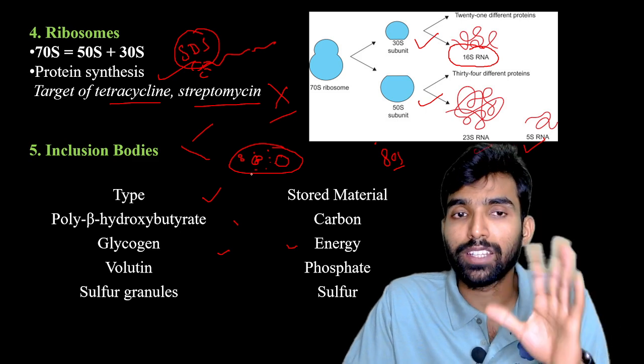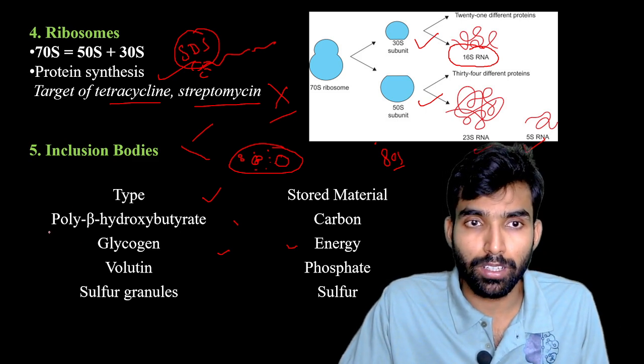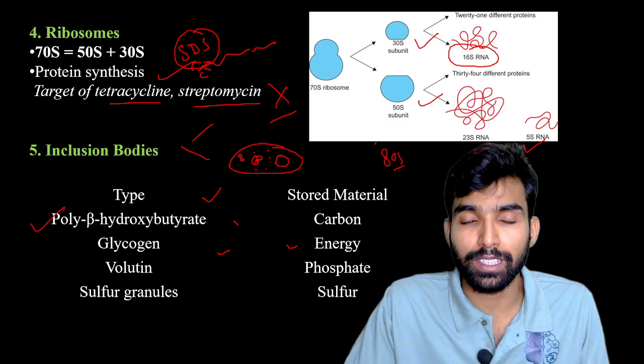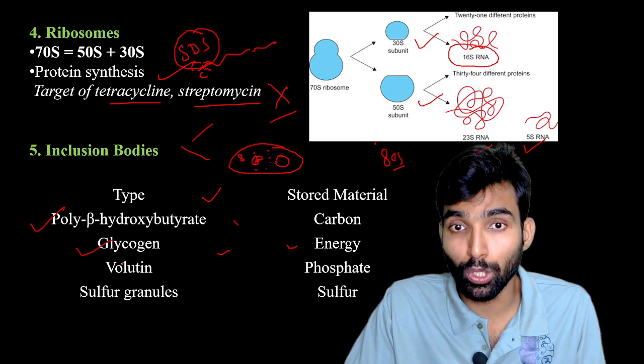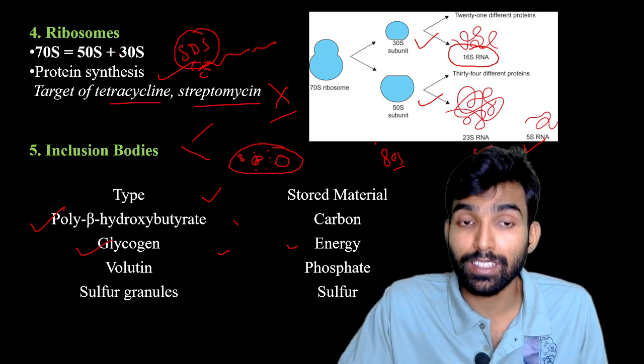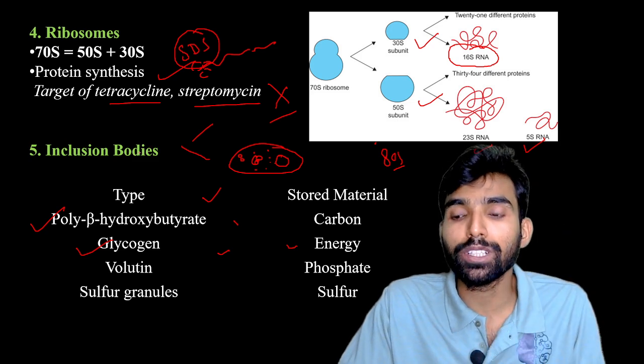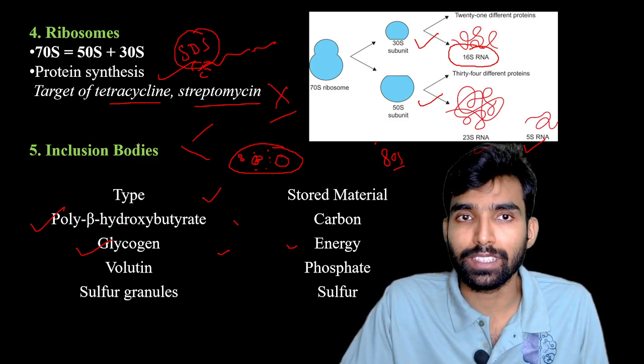They are storing something like polyhydroxybutyrate. This is a carbon source. Glycogen for energy purposes. Volutin for phosphate. Right? Sulfur granules for incorporating the cysteine amino acid there. Right?